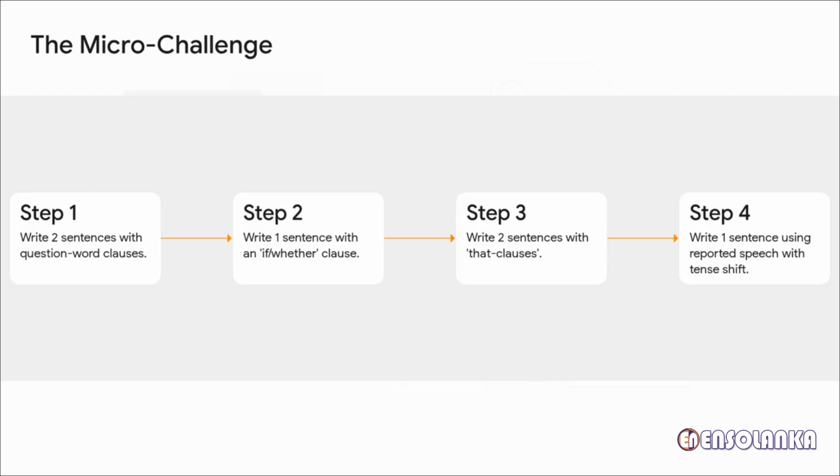That's it. And now, here is your challenge. I want you to take these rules and apply them. Like right now, pause this explainer for a second and draft a quick mini incident note using all these structures. Describe a problem, ask for some information, state a fact, and then report a teammate's comment. This is how you really move from just knowing this stuff to actually doing it.